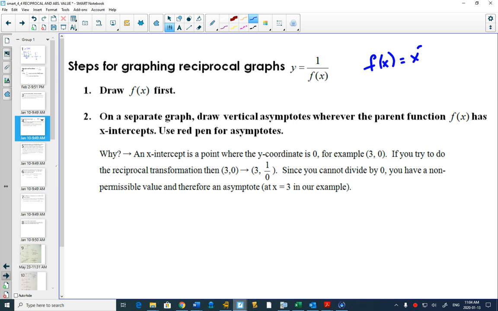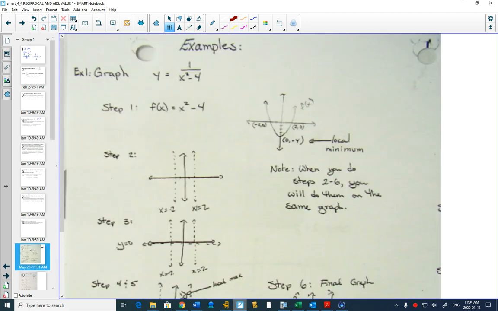f of x was x squared minus 4. In fact, is that our first example? It is. Okay. So on our first example here that you have on the other sheet, we have the bottom function being x squared minus 4, and that's graphed for us. Now, if all the y values change to be 1 over y, the first thing that we're going to look at is what happens when the y value is 0.